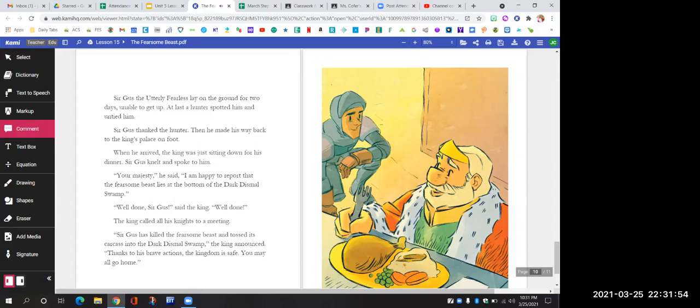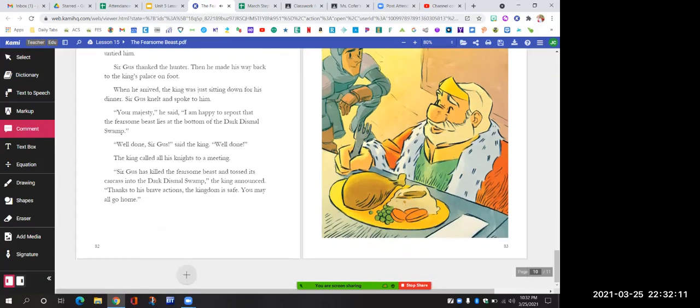"Well done." The king called all his knights to a meeting. "Sir Gus has killed the fearsome beast and tossed its carcass into the dark, dismal swamp," the king announced. "Thanks to his brave actions, the kingdom is safe. You may all go home."